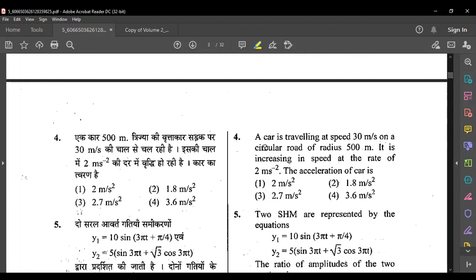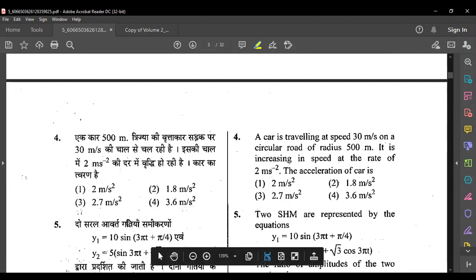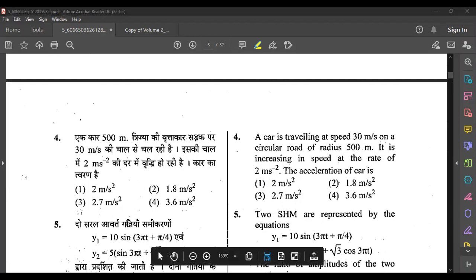They are saying we have a car which is traveling at a speed of 30 meters per second and it is moving on a circular road whose radius is given as 500 meters. It is increasing in speed at the rate of 2 meters per second square. So what will be the acceleration of the car? Okay, so they are asking acceleration. Now in a circular motion, how many types of acceleration do we know?